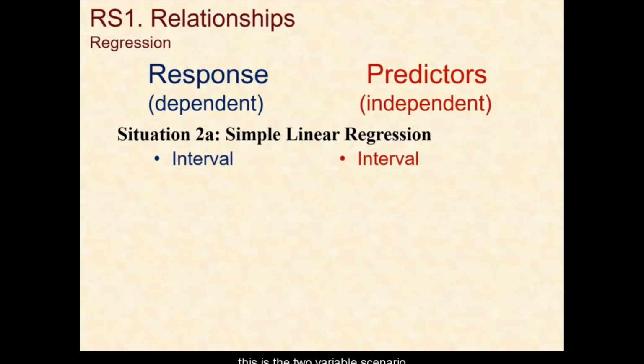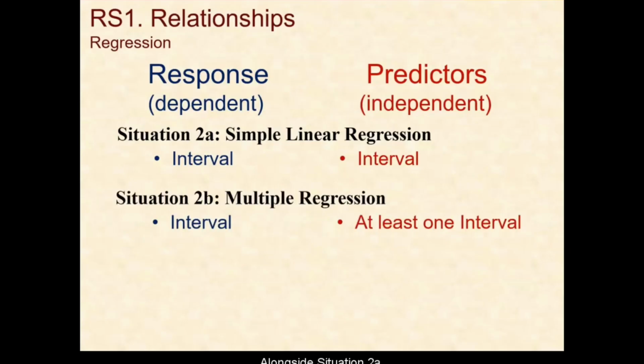As indicated, this is the two-variable scenario where we have a single response variable and a single predictor. For simple linear regression, both of these variables are interval-level variables. However, in discussing regression, we also will want to look at the more general situation where we have multiple predictors. Alongside situation 2a, we will discuss situation 2b of multiple regression. Multiple regression describes the more general modeling situation where we have multiple predictors.